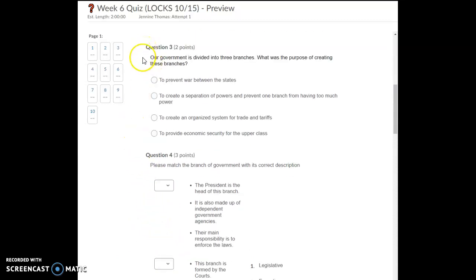Question number 3. Our government is divided into 3 branches. What was the purpose of creating these branches? To prevent war between the states? To create a separation of powers and prevent one branch from having too much power? To create an organized system for trade and tariffs? To provide economic security for the upper class?